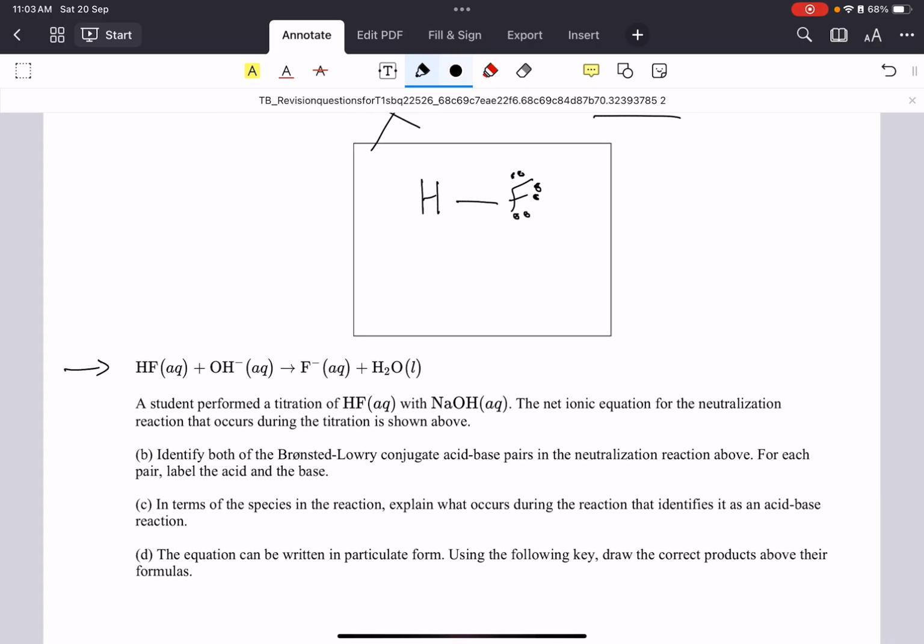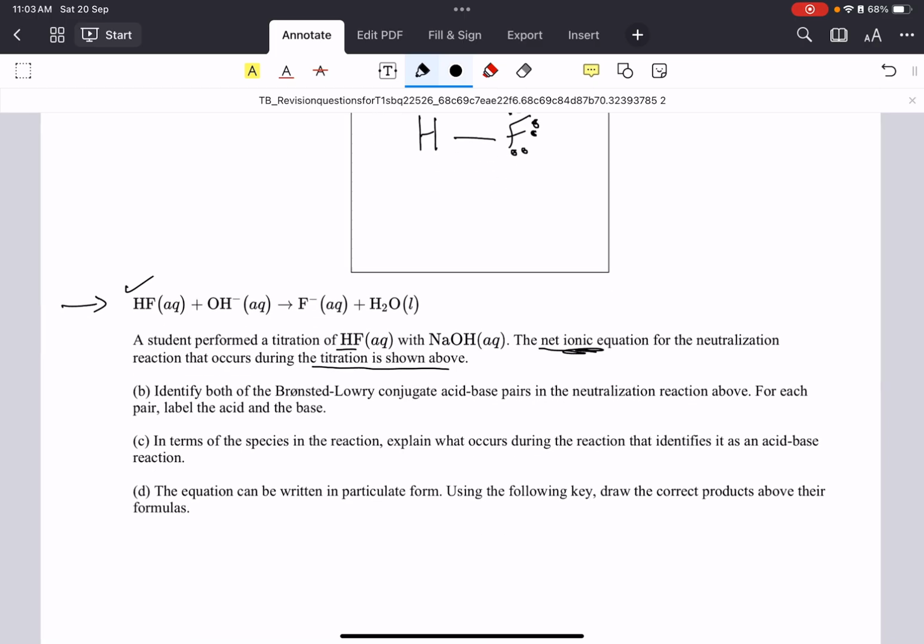Now, they're showing you the reaction of the acid with the base. A student performed the titration of HF with NaOH. This is a weak acid with a strong base, just like the titration of apple juice with sodium hydroxide that you did, except that this time they're talking about a weak acid, HF, and not apple juice. The net ionic equation is shown above.